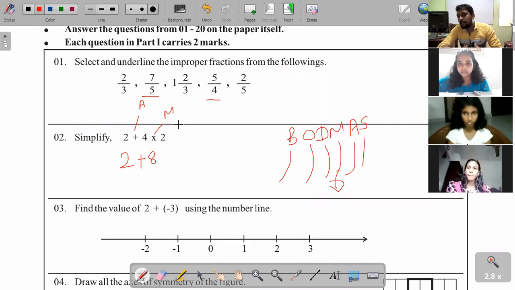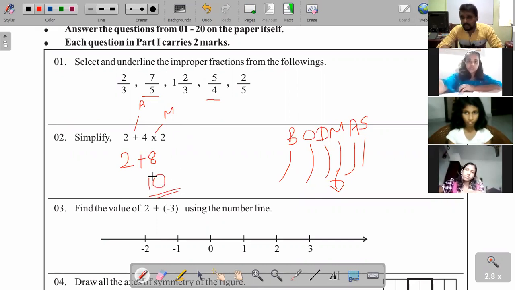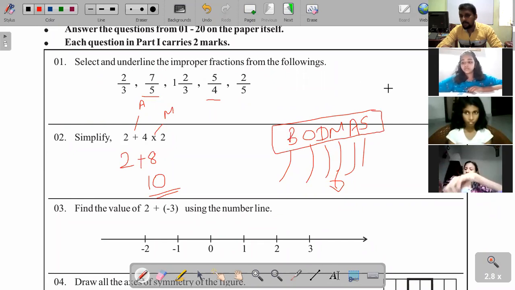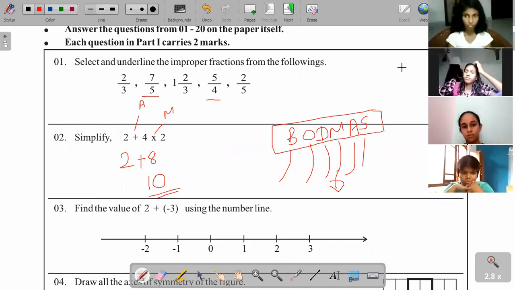Now there is only one mathematical operation here. 2 plus 8. What is the answer? 10. Right? The correct answer should be 10, not 12. I think some students got 2 plus 4, 6, and 6 multiplied by 2, 12. It is incorrect. You have to follow this rule. If the question has several mathematical operations, you have to follow it.